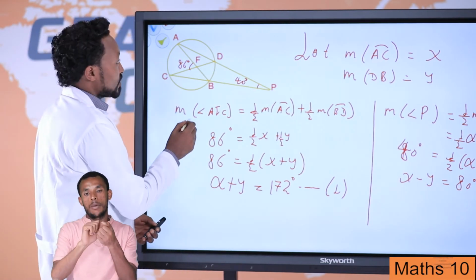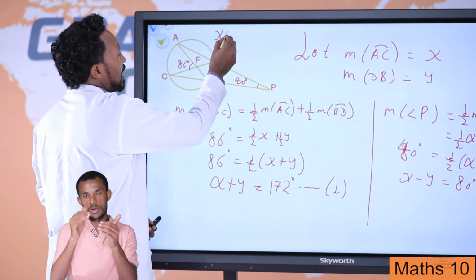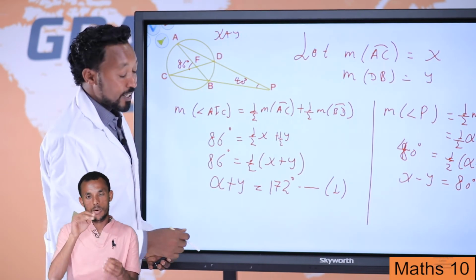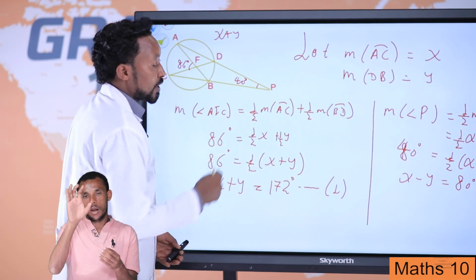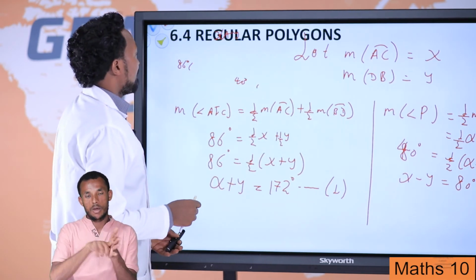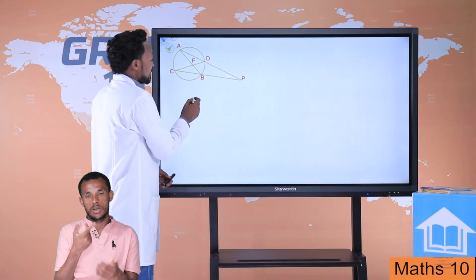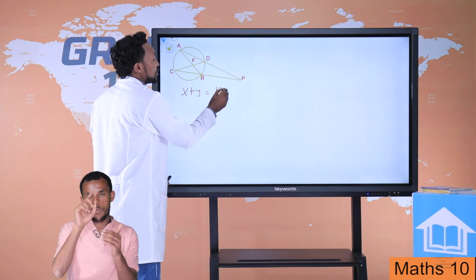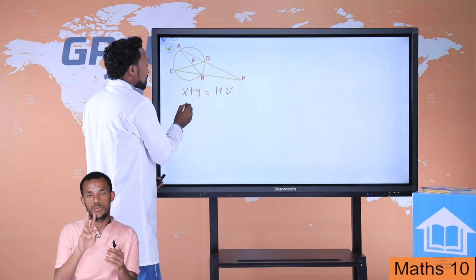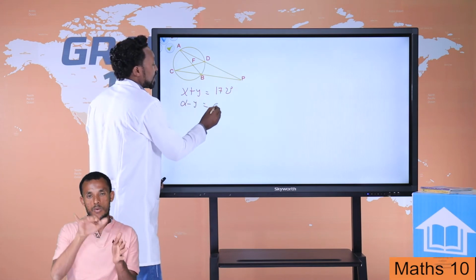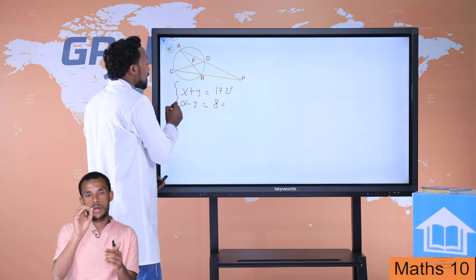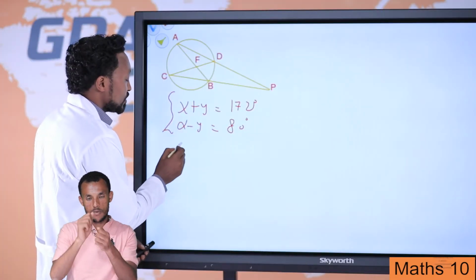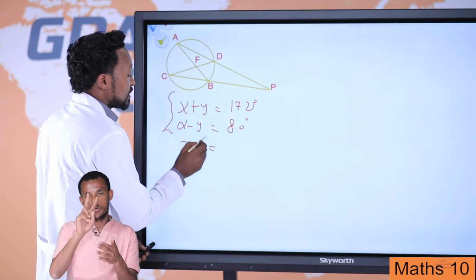The first equation is x plus y is equal to 172. X minus y is equal to 80 degrees. Here let me use x plus y is equal to 172 degrees, and x minus y is equal to 80 degrees. Solve this one as a system of linear equations in two variables. Add vertically. This is 2x equals, this is 0.